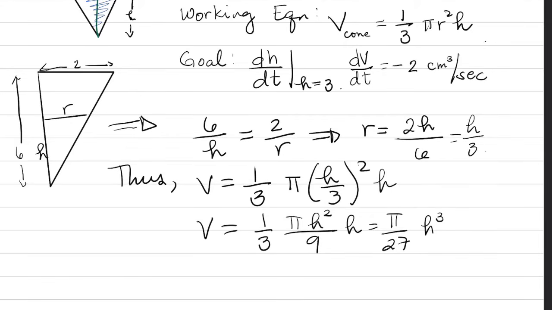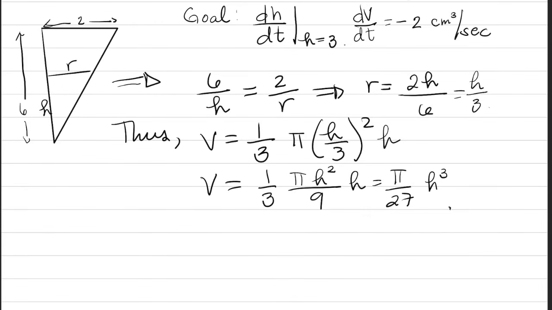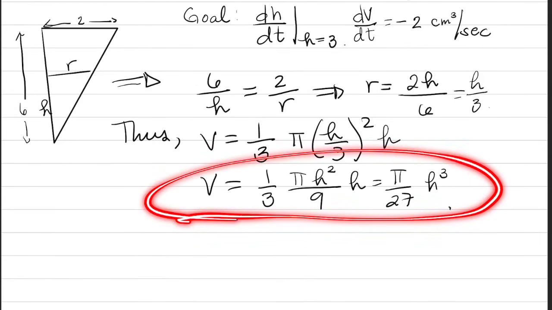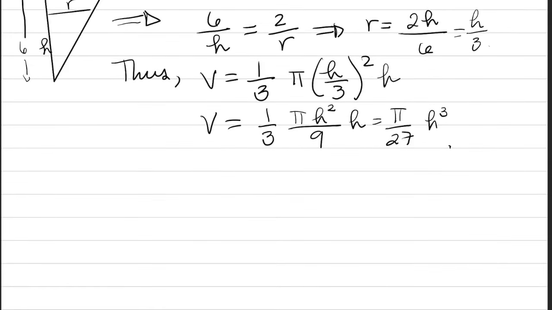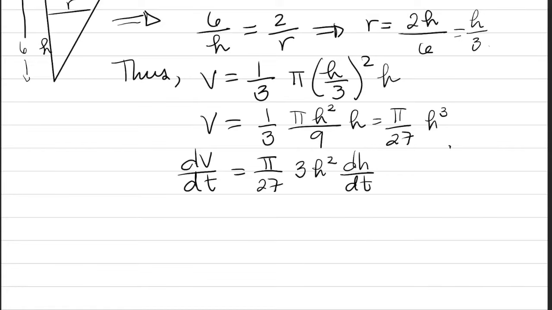So, that is V. So the next thing we do is we get the derivative of this V in terms of t. So, getting the derivative of V with respect to t, we have dV over dt is equal to, the constant pi over 27, the derivative of h cubed with respect to t is 3h squared dh dt. Okay?